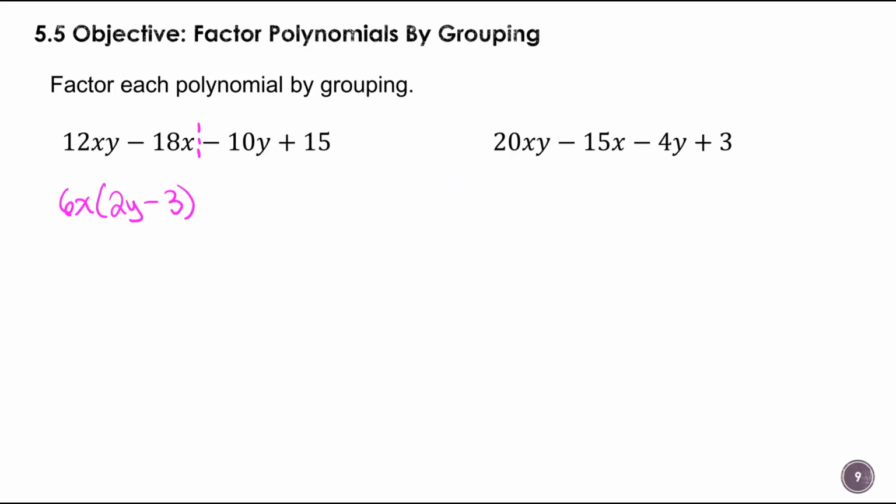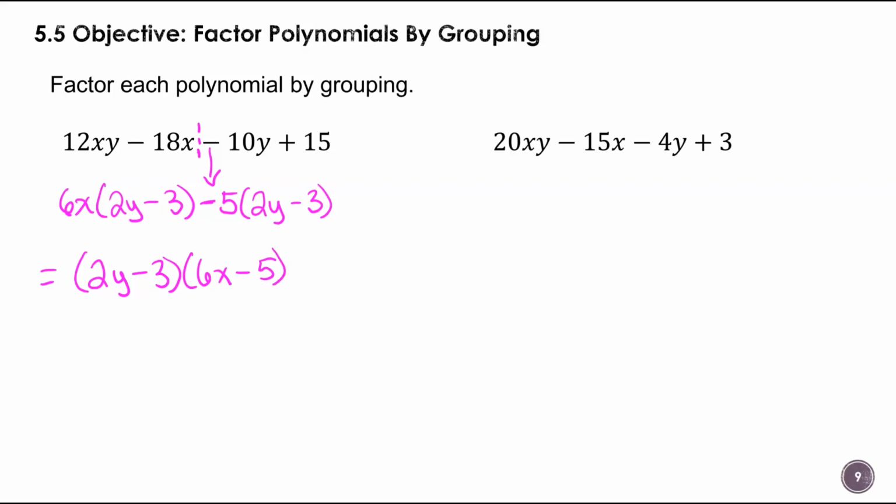Okay. On the next one, remember this minus sign means I have subtraction right here, and I'm taking out a negative. So I'm taking out negative 5. That leaves me with a positive 2y, because a negative divided by a negative is a positive, and minus 3, because 15 divided by negative 5 is negative 3. So my common binomial is the 2y minus 3, and then my second binomial will be the 6x minus 5.